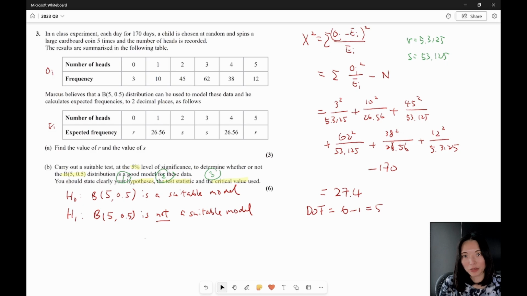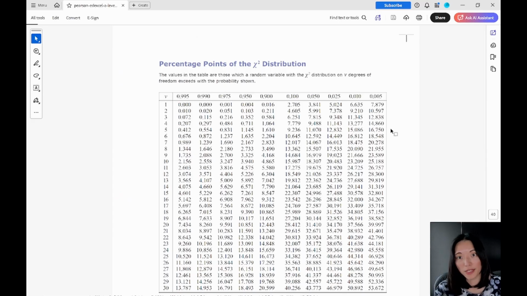Let's take a look at our statistics tables. This is our statistics table showing us the percentage points of the chi-squared distribution. The critical value that I'm interested in has 5 degrees of freedom, and I'm interested in a significance level of 5%. So any test statistic that's greater than the critical value has a less than 5% chance of occurring. So 5% chance there, and therefore the critical value that I'm looking at is 11.07.